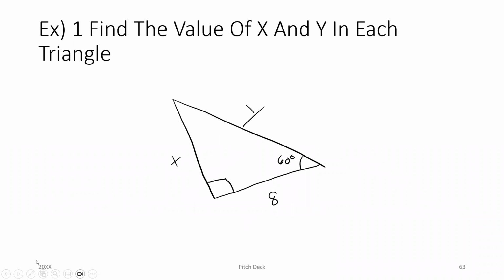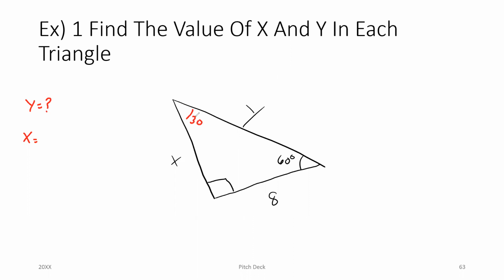Let's do some examples. Example 1 says find the value of x and y in each triangle. Here we have example 1, and we have to find y. In our case, it would be the hypotenuse, right? And we have to find x. So first, let's determine which type of triangle this is. This is a 30, 60, 90, right?